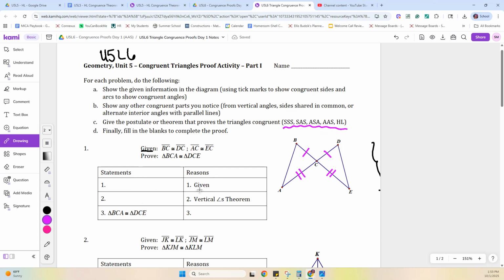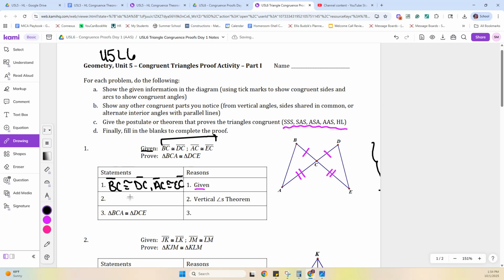Now, for statement 1, the reason why we're writing it is that it was given to us. Well, there were 2 things that were given to us over here. It was given that BC is going to be congruent to DC, and it was given that AC is going to be congruent to EC. So I'm going to write those. Those are going to be my givens.